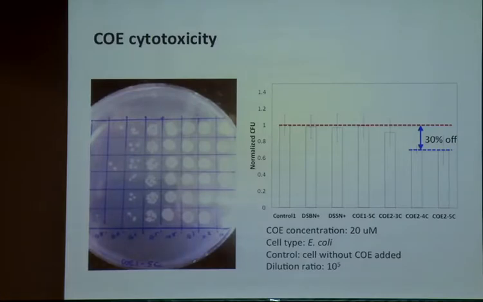A cell cytotoxicity test was also done of COE with a concentration of 20 micromolar. We first prepare cells. We rinse them with buffer solution, and then add COEs in the solution and dilute it with different dilution ratios. Then we culture it overnight and count the colonies formed at each dilution ratio. And we picked this dilution ratio and compared different COEs with the control without any COEs added into the solution. And we see that only COE24C and COE25C showed 30% fewer colonies formed on the plate.